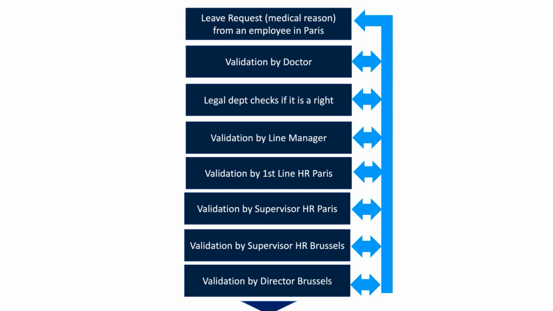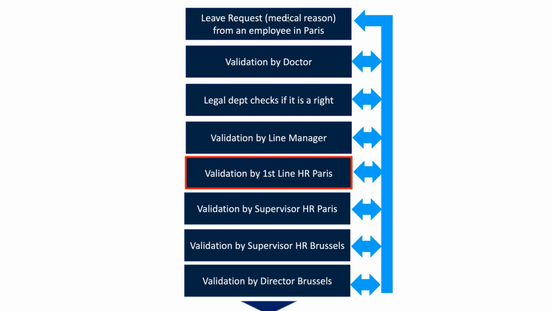Example: an employee in Paris wants to make a leave request for medical reasons. Then the request will go to the first step, which is that it must be validated by a doctor. And this is very sensitive information, because HR information is the most sensitive information in the company. And then the legal department would check if this is a right or just an option. Then it's validated by the line manager, so the employee's line manager.